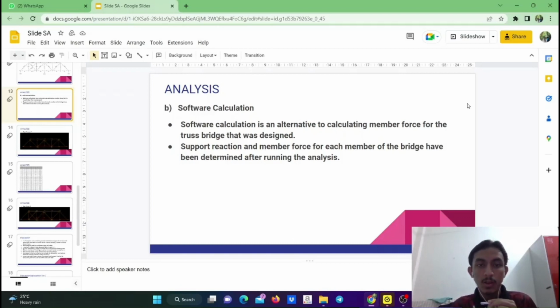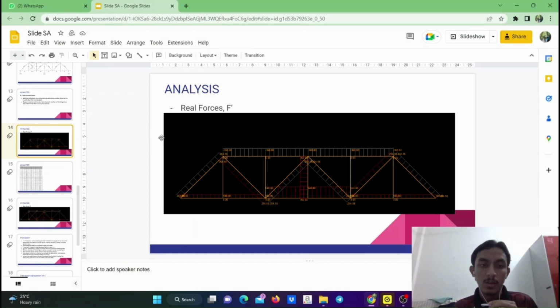Based on this study, software calculation is an alternative to calculating member force for the truss bridge that was designed. After constructing the design, the support reaction and member force for each member of the bridge have been determined after running the analysis. In this project, our group created a statically indeterminate truss bridge with degree of determinacy 1. Since R is 3, the truss has one internal redundant member, and we assume the redundant member is CL at this point. After running the analysis, we get a support reaction result of 180, and the internal member force results are similar to the manual calculation.